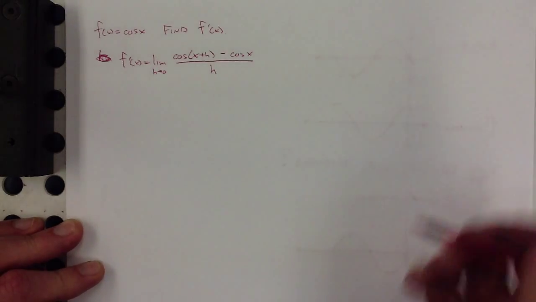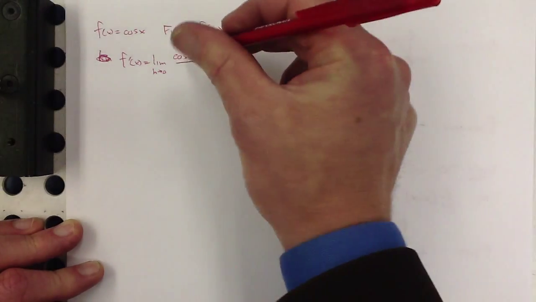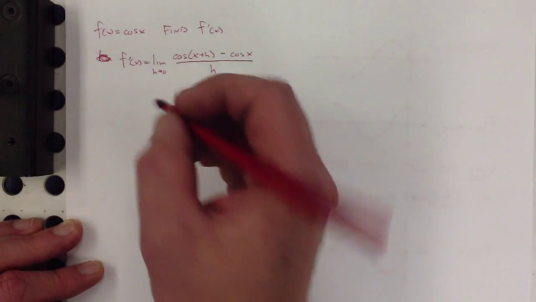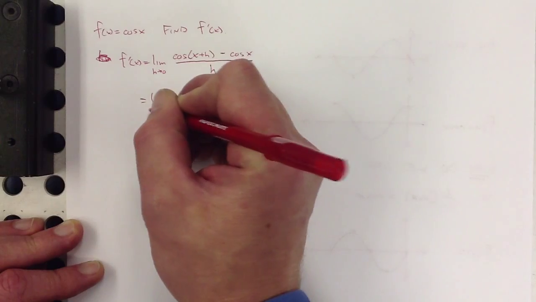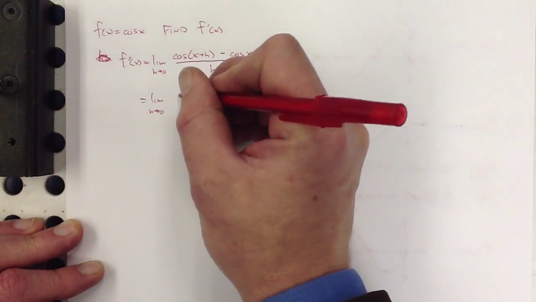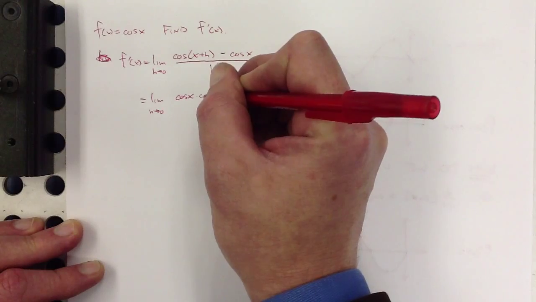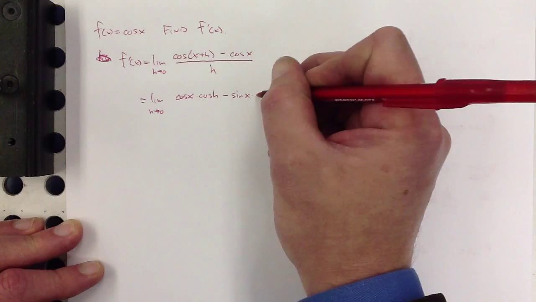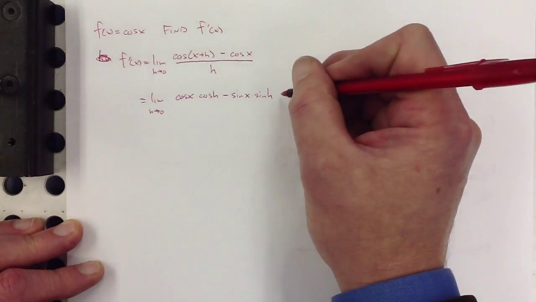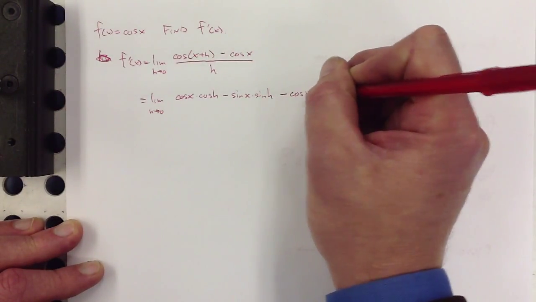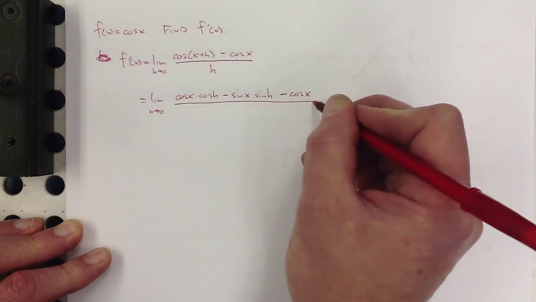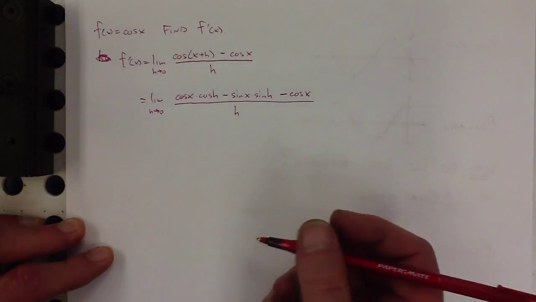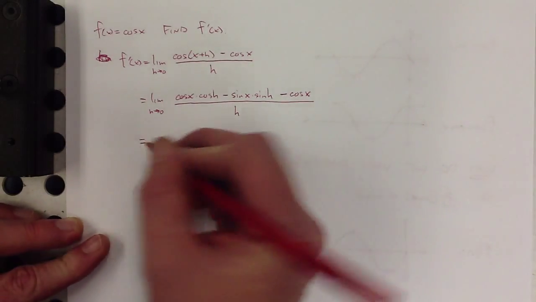Cosine angle sum formula. Now, the cosine of x plus h, I'm not going to write it out off to the side. You could stop and think about it for a minute. It's this: cosine x times cosine h minus sine x times sine h, minus cosine x, all over h. Now I'm going to split these up into separate little fractions again and do some factoring.